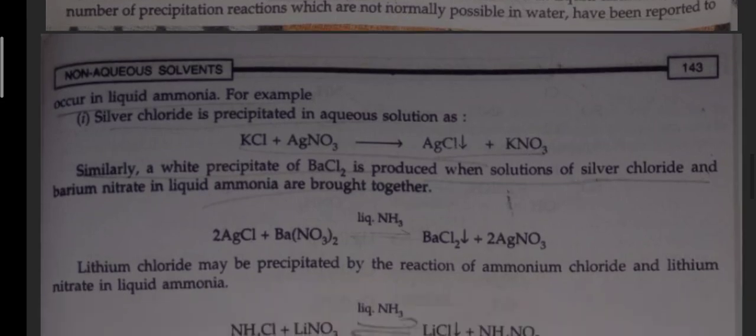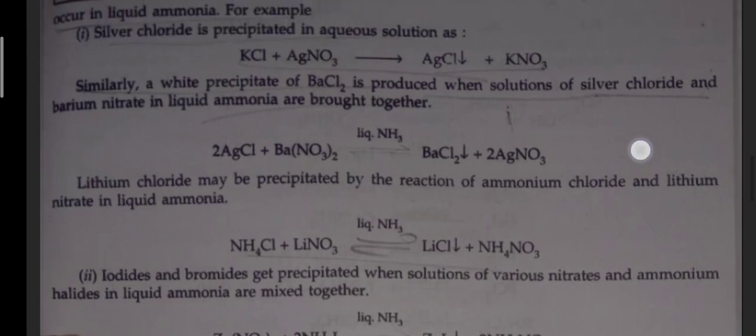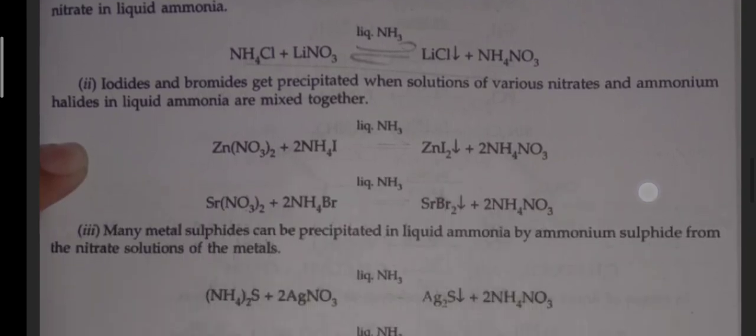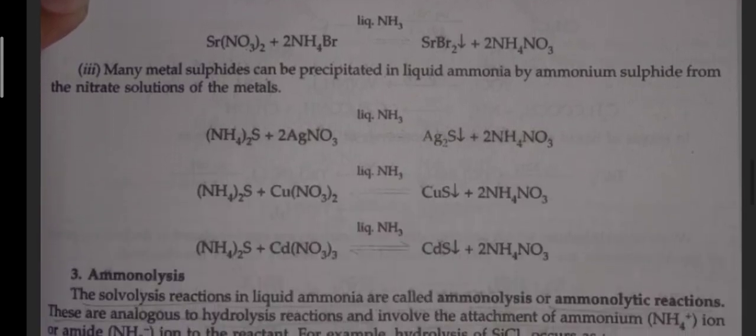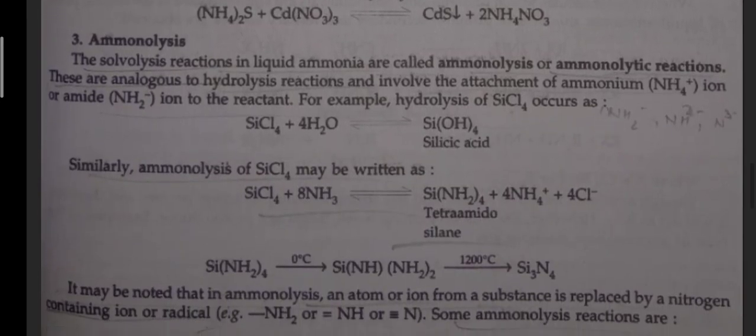Similarly, a white precipitate of barium chloride is produced when solutions of silver chloride and barium nitrate in liquid ammonia are brought together. Lithium chloride may be precipitated by the reaction of ammonium chloride and lithium nitrate in liquid ammonia. Second, iodides and bromides get precipitated when solutions of various nitrates and ammonium halides in liquid ammonia are mixed together. Third, many metal sulfides can be precipitated in liquid ammonia by ammonium sulfate from the nitrate solution of the metal.